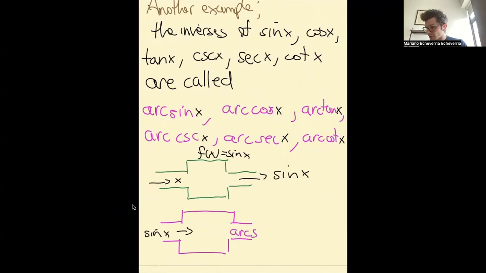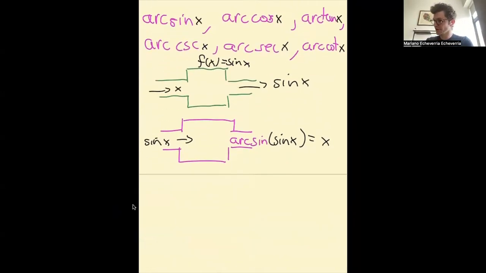So arc sine of x kind of cancels out the sine. So it just gives you back x. So you see, it takes sine of x as the input and returns x as the output. So in that sense, that's the sense in which it is the inverse. It kind of undoes the effect.